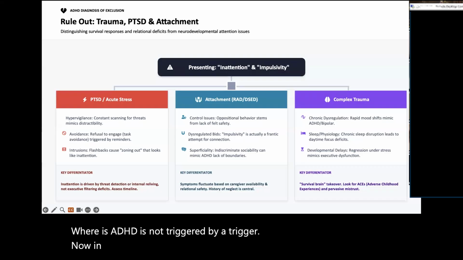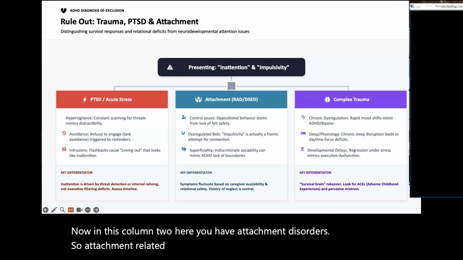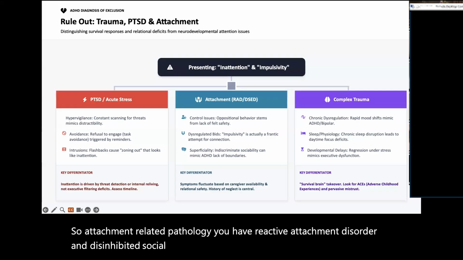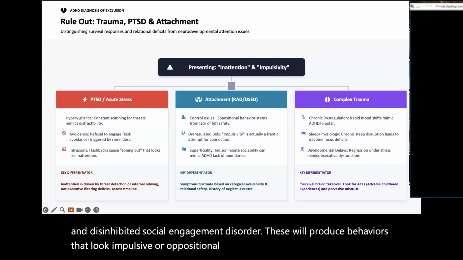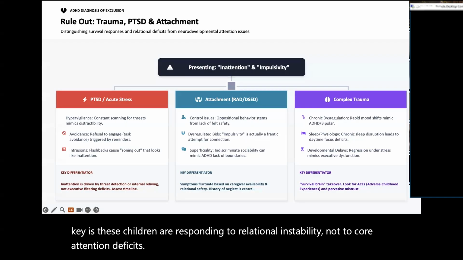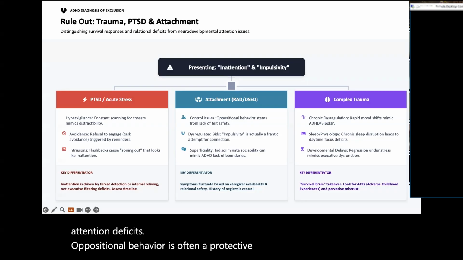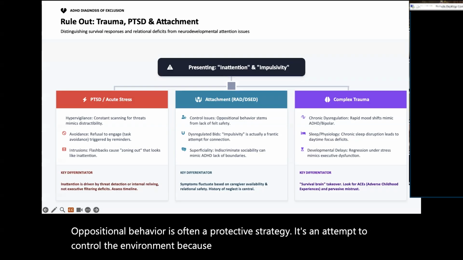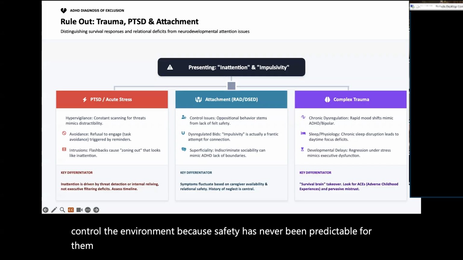Now, in this column two here, you have attachment disorders. Attachment-related pathology includes reactive attachment disorder and disinhibited social engagement disorder. These will produce behaviors that look impulsive or oppositional or dysregulated on the surface. But the key is these children are responding to relational instability, not to core attention deficits. Oppositional behavior is often a protective strategy. It's an attempt to control the environment because safety has never been predictable for them. So what looks like impulsivity is actually a frantic bid for connection.